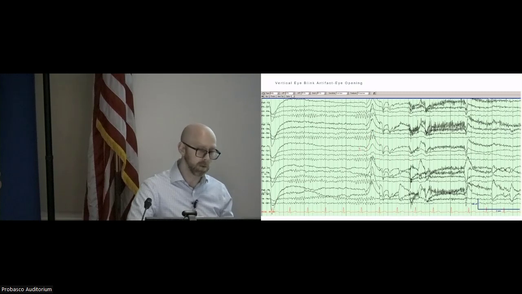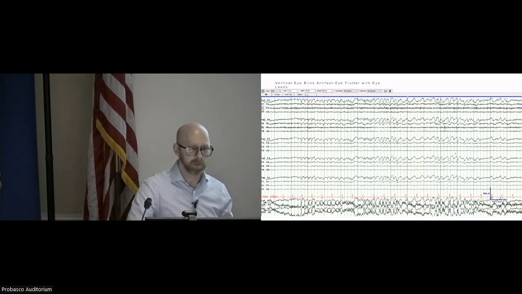Also, for a little preview, the alpha rhythm attenuates when you open your eyes. I'll get to that in a second. But here's another example, kind of eye flutter, and you'll see that sometimes. This one, though, you see these eye lead artifacts. You can tell they're eye lead electrodes, and you can tell they're eye movements because there are phase reversals in here. So that's a really nice thing to have.